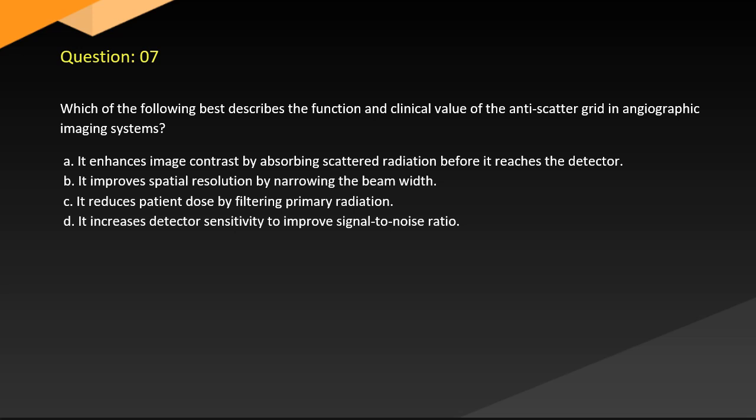Question 7. Which of the following best describes the function and clinical value of the anti-scatter grid in angiographic imaging systems? A. It enhances image contrast by absorbing scattered radiation before it reaches the detector. B. It improves spatial resolution by narrowing the beam width. C. It reduces patient dose by filtering primary radiation. D. It increases detector sensitivity to improve signal-to-noise ratio.